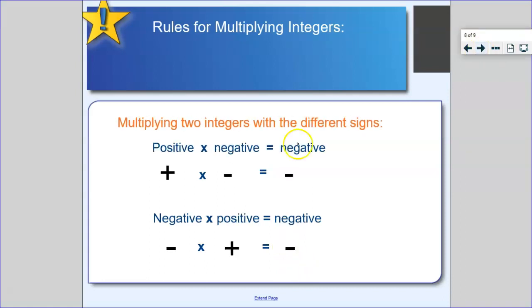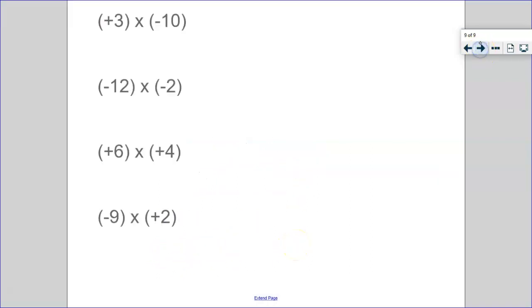If you're multiplying 2 integers with different signs, you're going to end up with a negative. So a positive times a negative will give you a negative answer. A negative times a positive, also a negative answer. So let's do a few of these just with those rules. Okay, so if the signs are the same, it's a positive. If the signs are different, it's a negative.